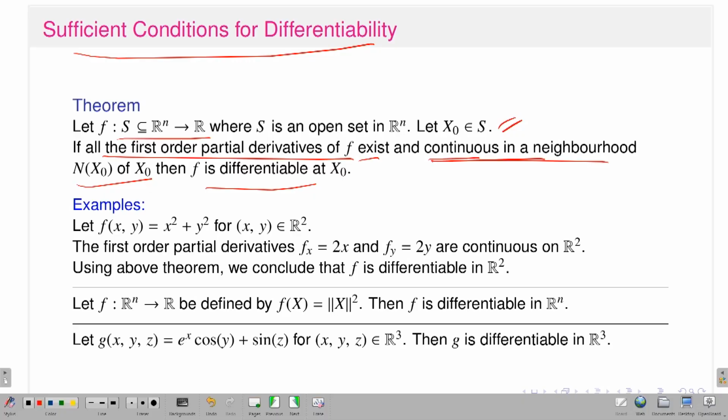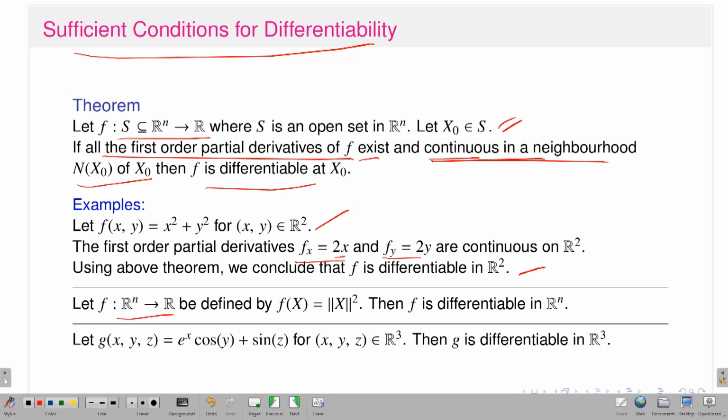For example, one very simple example I have given is a function f of x, y. Clearly we can check that its total derivative exists, but how do we prove that my function is differentiable? I use that theorem. You just calculate the partial derivatives: del f del x at the point x, y, which you can easily calculate is 2x, and del f del y at the point x, y is 2y. These are polynomial functions, 2x and 2y, which are continuous functions, and hence by my earlier theorem my function is differentiable.